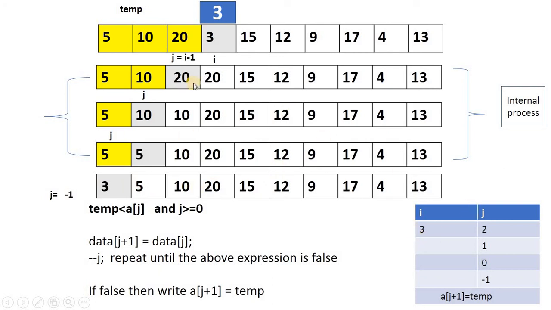So the same thing is explained here. So when i is 3, your j became 2, and you write here temp less than a of 2. So temp is what? 3. 3 less than a of 2, which is 20. True. And 2 greater than or equal to 0. True. Both are true. So it moves here. So what is j here? 2. So 2 plus 1 is what? 3. So data of 3 is equal to what? Data of 2. So data of 2 is 20. Data of 3 also, it has to move. So 20. So in this way it has been changed.